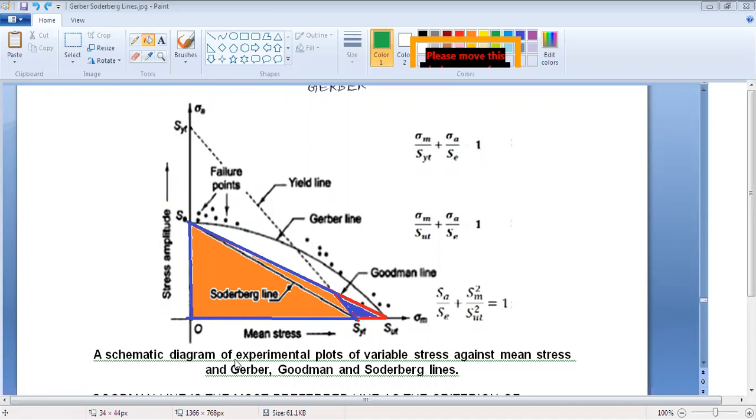Again I will repeat. Here the Goodman line is from A to F, right? SE to SUT, that is the Goodman line. We have a line D to C joining SYT. Now we will be using the combination of these two lines, O, A, B, C. This curve will be the safest from the fluctuation as well as static load point of view. From A to B, it is safe from the fluctuation, and from B to C, it is safe from the static load point of view. Are you getting my point? So this diagram is called the modified Goodman line.